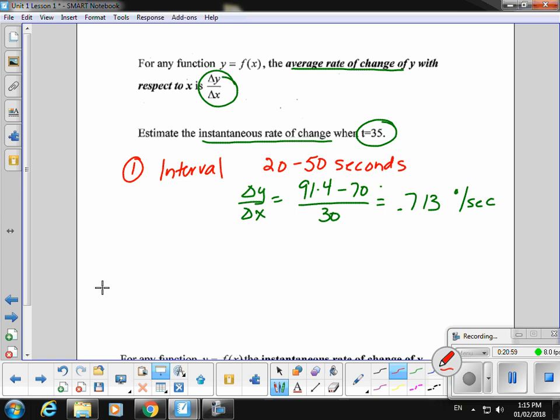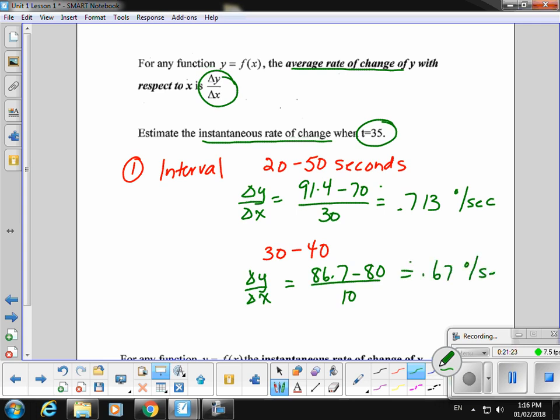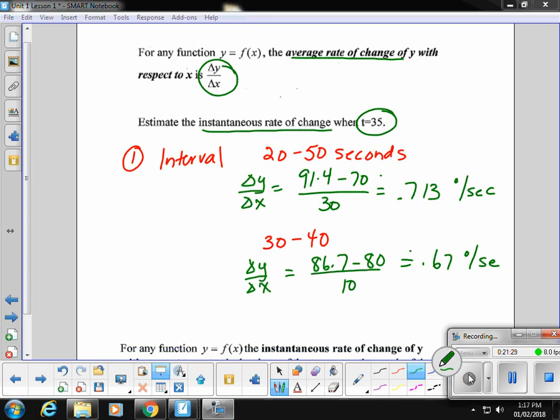If I narrow that interval a little bit, I go from 30 to 40. My delta y over delta x would be 86.7 to 80 in 10 seconds. It's approximately 0.67 degrees per second. If we had more data, we could continue narrowing our interval and see what that value approaches. It appears to be getting closer to 0.69 degrees per second, something like that.